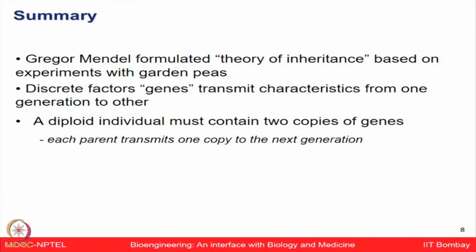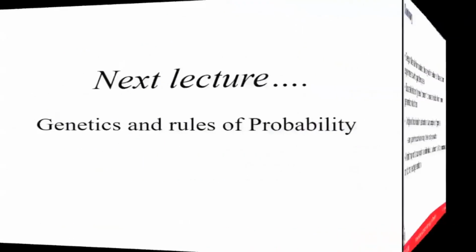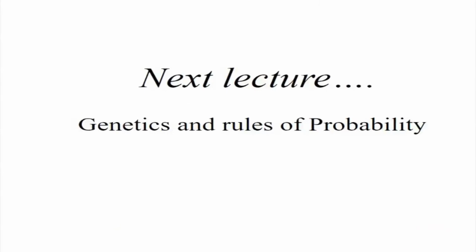A diploid individual must contain 2 copies of genes which it inherits from both the parents, and each parent transmits 1 copy to the next generation. A trait may not show up in an individual, but it can still be passed on to the next generation. We will talk about genetics and rule of probability in the next lecture.